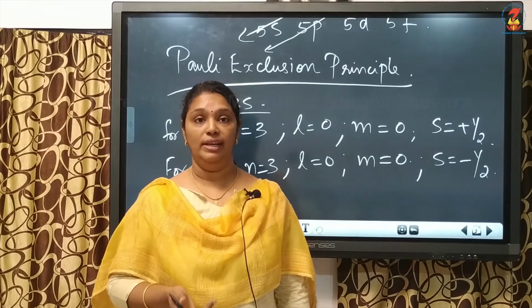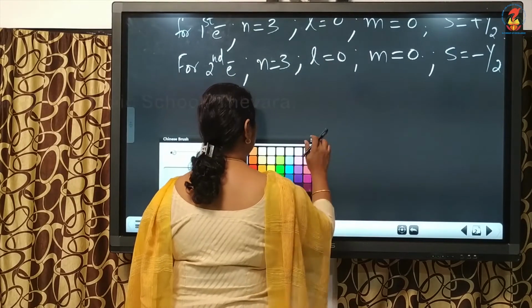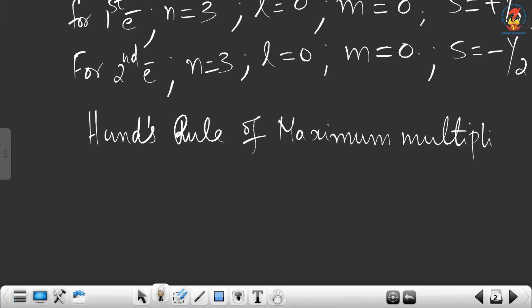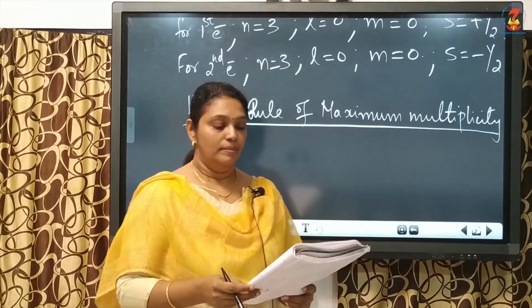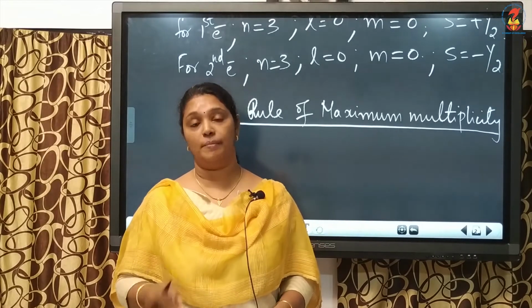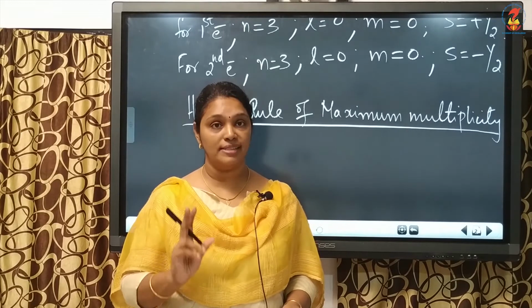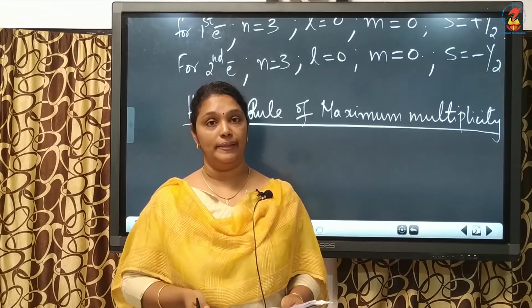Now the third rule is Hund's rule of maximum multiplicity. This rule states that pairing of electrons in an orbital belonging to the same subshell does not take place until each orbital belonging to that subshell has got one electron each. That is, it is singly occupied.